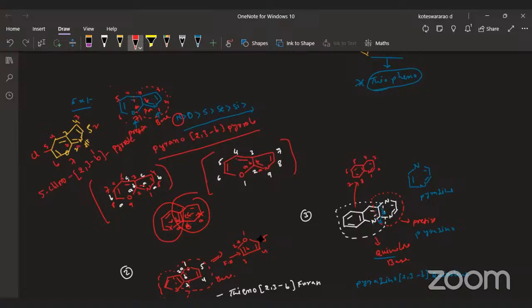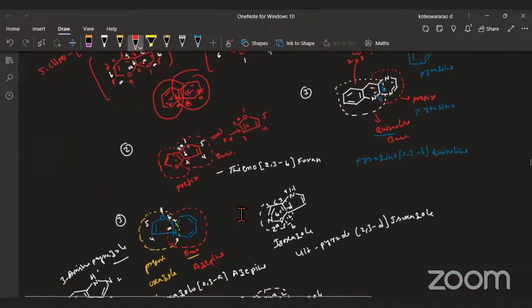You call it pyrrole, or you can also use it as azole. Similarly, I have given some examples here. These are three-ring systems that are fused. Three rings are fused here.